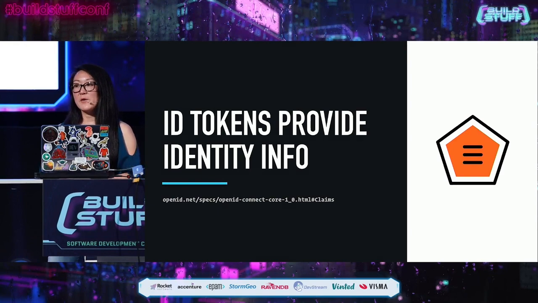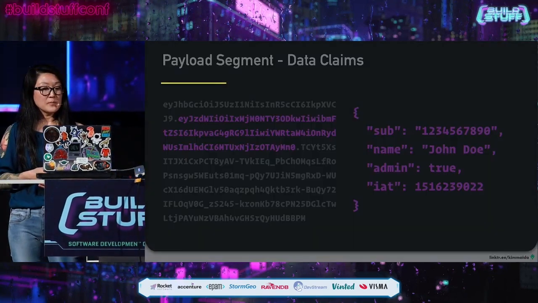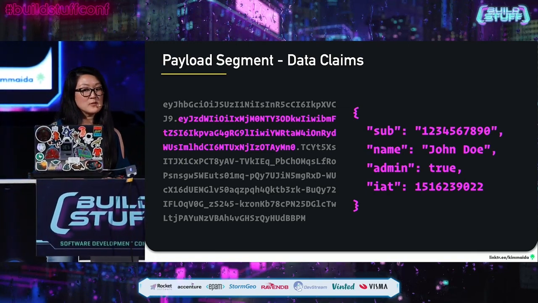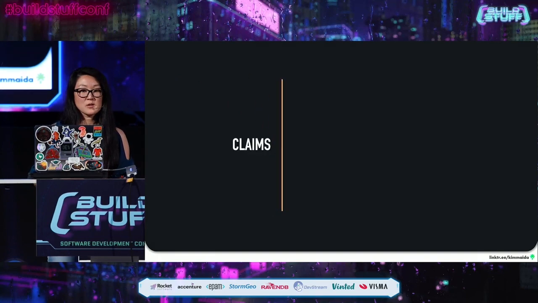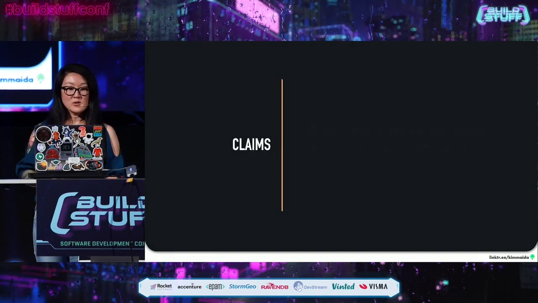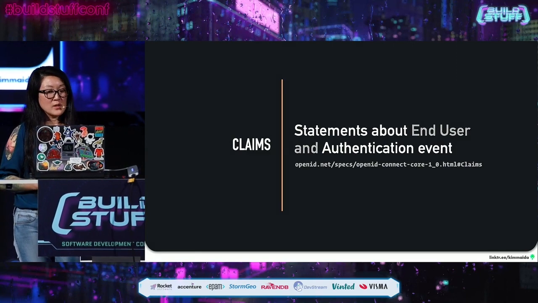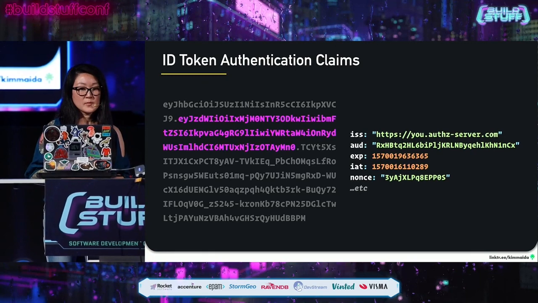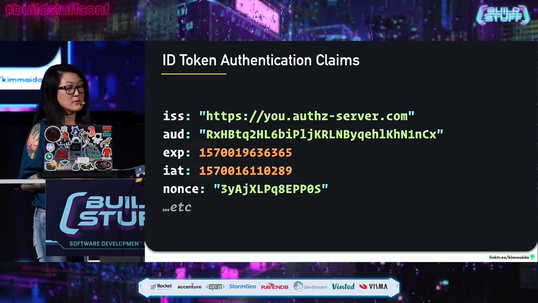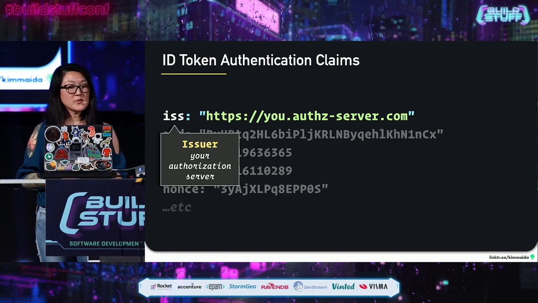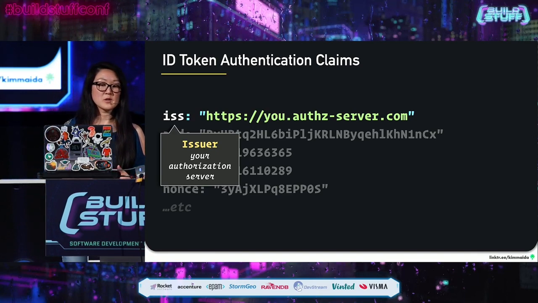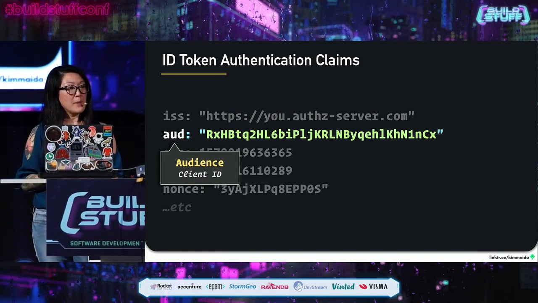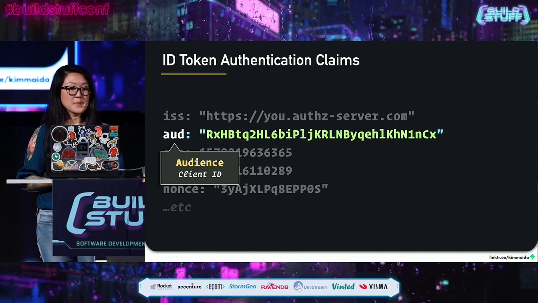So now that we have our validated ID token data, we can take a look at what's in it. And I mentioned that the payload segment contains useful data. This is a JSON object with claims that contain statements about the end user and the authentication event. So I'm going to talk about these authentication claims first. They might look something like this. First, you have your issuer. This is the authorization server that issued the token in the first place. Then you have your audience. This is the unique ID of the application that the token has been issued for.